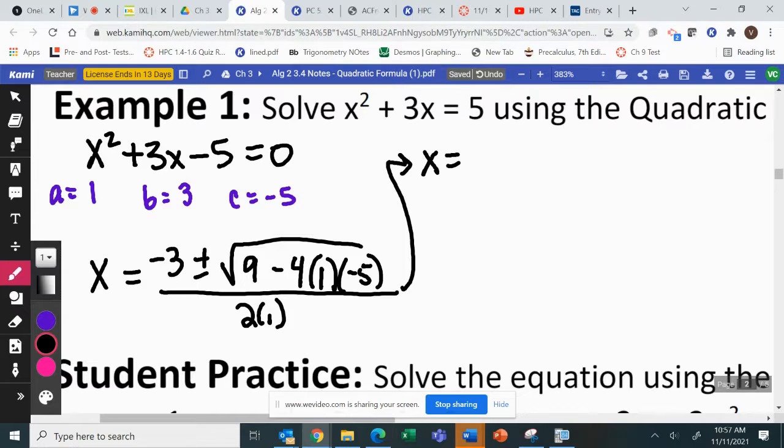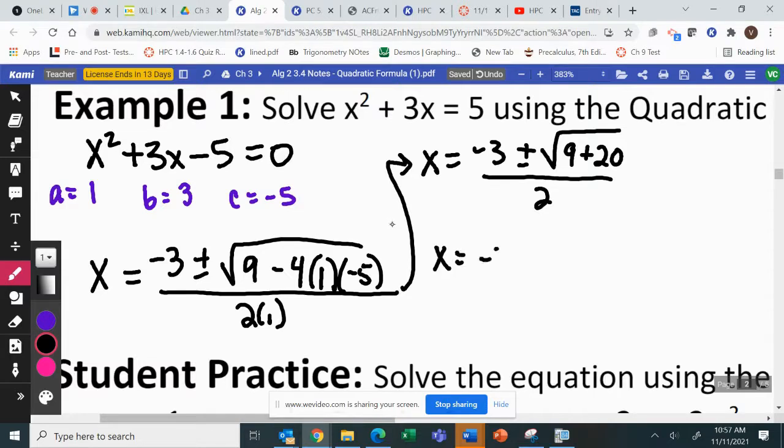Okay, now some of you were already yelling out like 20 or whatever. Now I'm going to simplify. So -3 plus or minus square root, underneath, I've got 9 plus 20. Why is it plus? Because we have -4 and we have -5. So that becomes positive. Like you guys were telling me already at the beginning of class, multiply 2 negatives, we get a positive. So -3 plus or minus square root 29 over 2. All I did was simplify things that you can do.